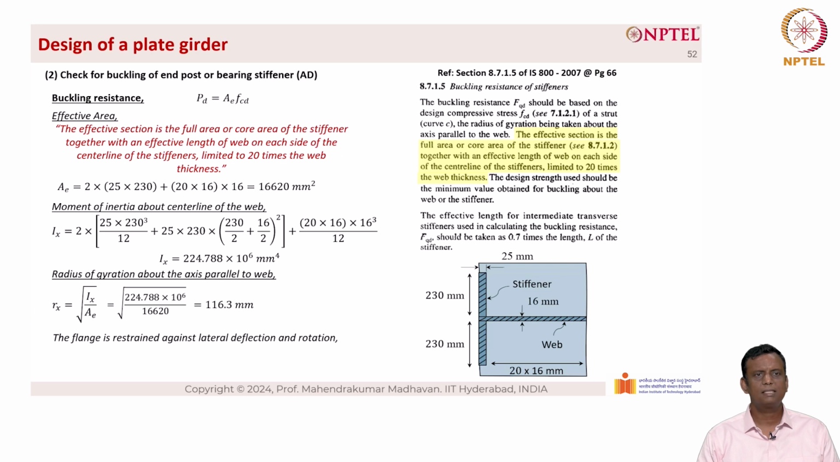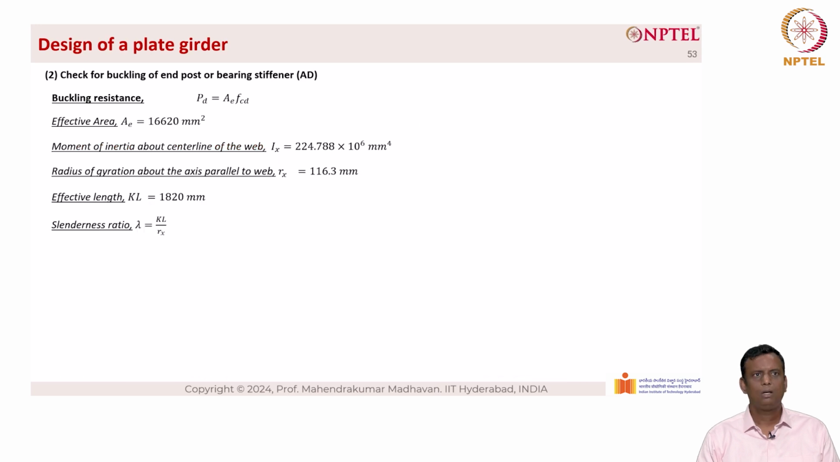Now the flange is restrained against lateral deflection and rotation, and hence the effective length is taken as 0.7 times the length of the stiffener as per IS 800 shown on the right hand side in the highlighted form. Now the effective length is KL equal to 0.7 D. So we have 0.7 into 2600, which gives rise to the value of 1820 mm. Now the slenderness ratio lambda equal to KL by Rx, which is equal to 1820 divided by 116.3. We have 15.65 as the slenderness ratio.